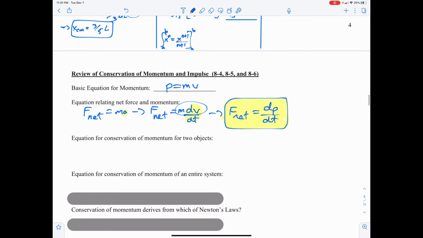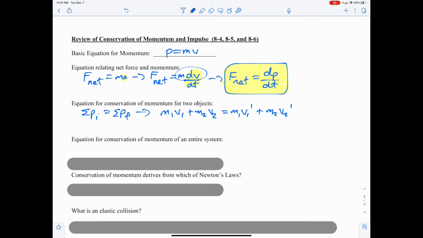The equation for the conservation of momentum of two objects would be, well, first of all, the total momentum before collision, or before separation, before anything happens, equals the total momentum after. Now, we can split it up into mass times velocities by writing it this way: m1 v1 plus m2 v2 equals m1 v1 prime plus m2 v2 prime, where the prime notation denotes a final velocity after, whether it's collision or separation, or whether after something happens.